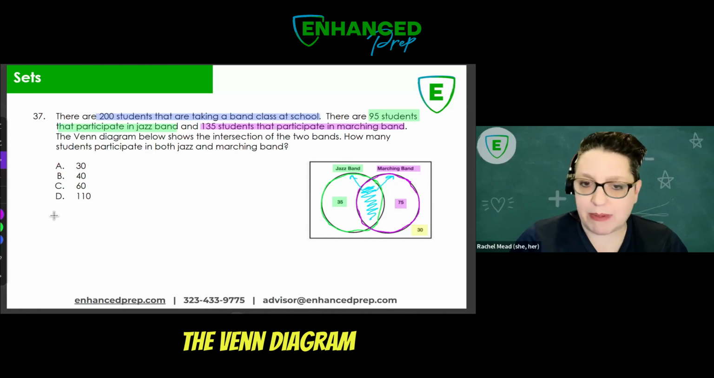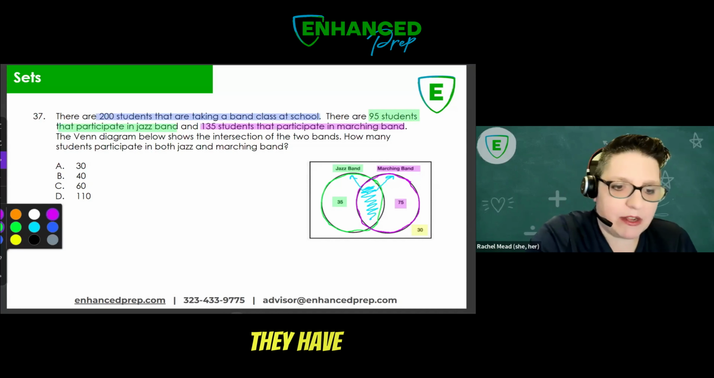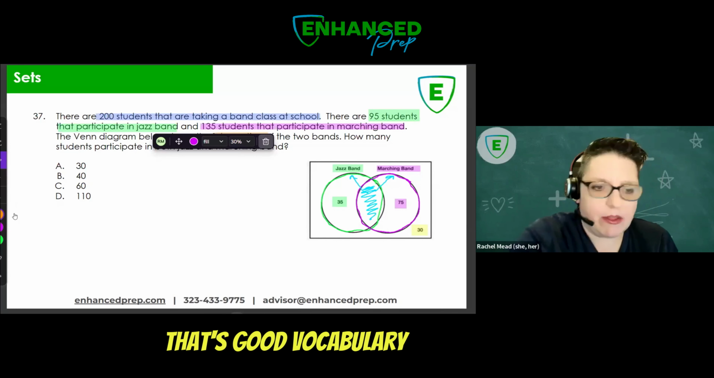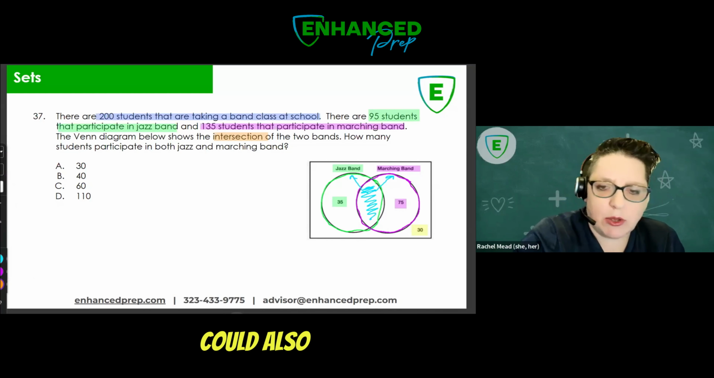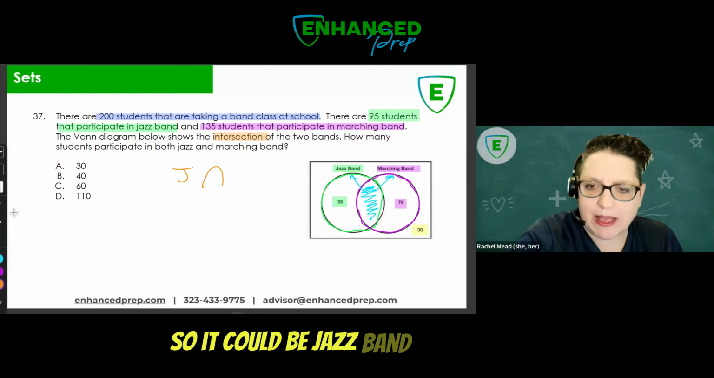The Venn diagram below shows the intersection. So the intersection is the part that they have in common. That's good vocabulary to know. That could also be written like this: jazz band intersection with marching band. We have to be ready for that symbol, the same way we need to be ready for it to be displayed in our diagram, as well as in word form in our question. Now here's my task. How many students participate in both jazz band and marching band?